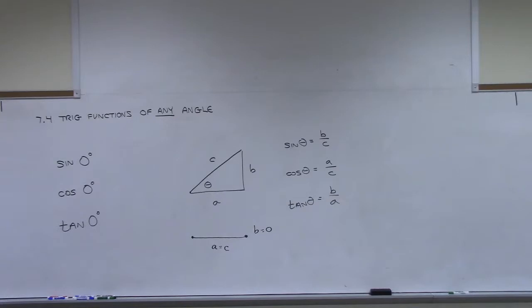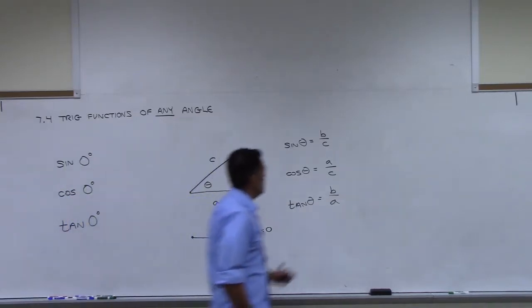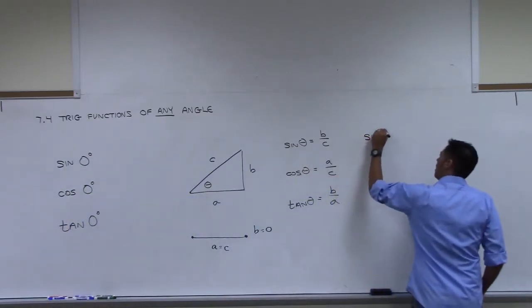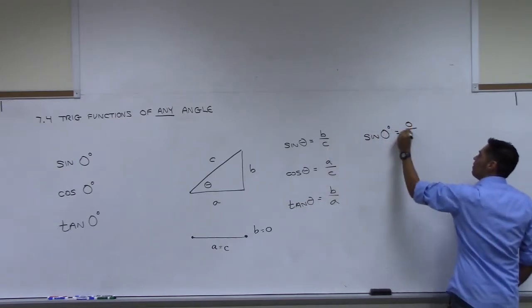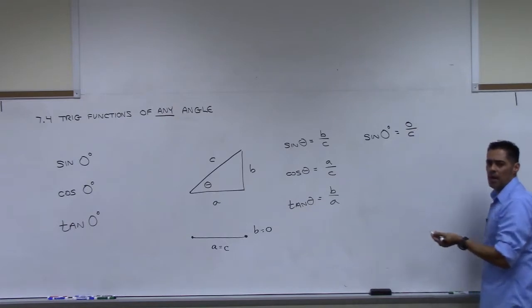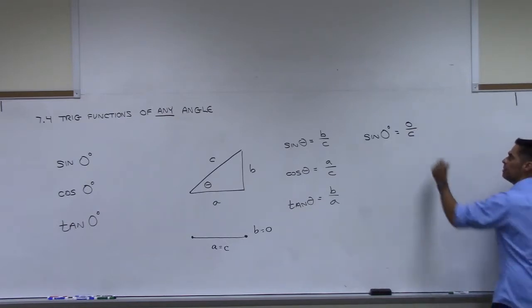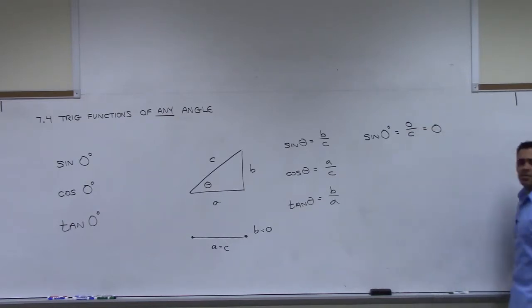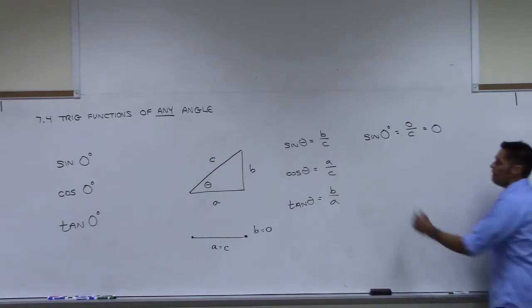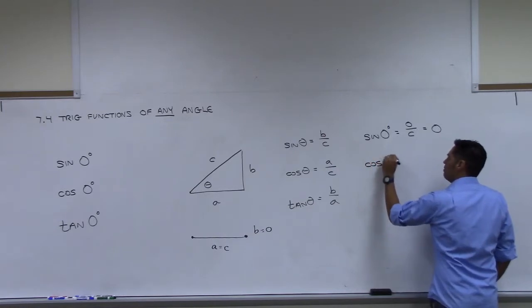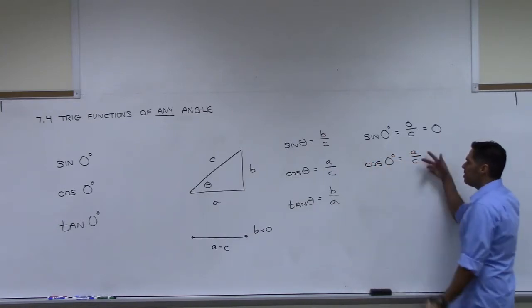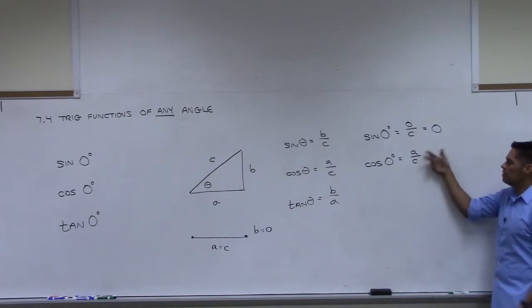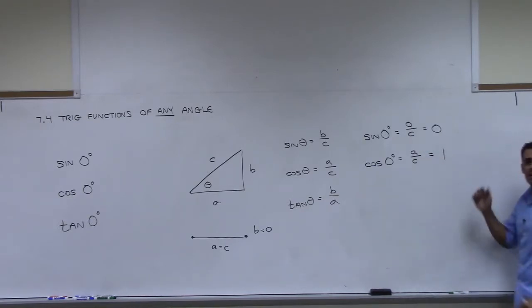So in that case, what would sine of 0 need to be? Sine of 0 degrees should be B over C, but that's 0 over C. 0 divided by any number other than 0 should be 0. So sine of 0 is 0. Make sense? And then what about cosine of 0? It should be A over C, but A and C are the same numbers, aren't they? So just 1. So cosine of 0 is 1.